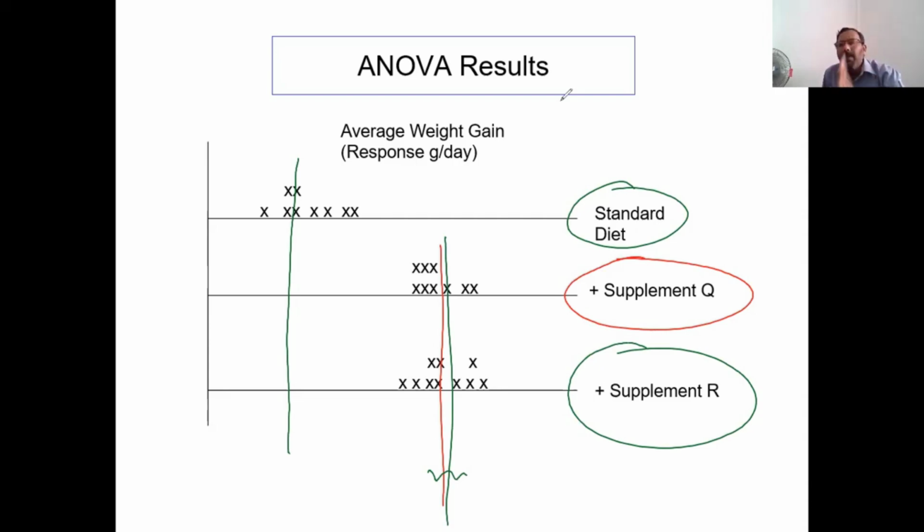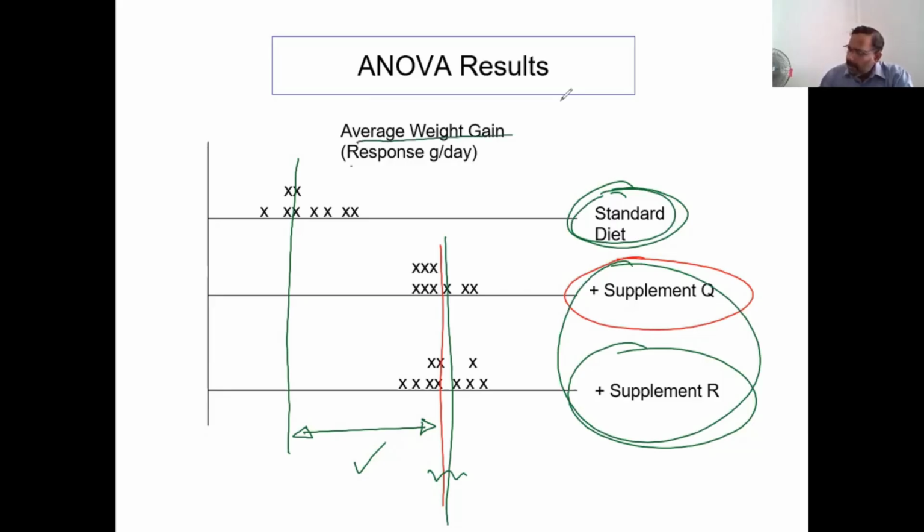I have drawn the mean value. No, because the line is more or less the same. How about the difference between the standard diet and the supplement diets? Yes, there's a difference. This difference indicates that there's a difference between the standard diet and the rest of the supplementary diets. So this is my average weight gain. It's given in the response in grams per day or whatever it is. Don't worry about grams per day or kilograms per day, it's just some indication.